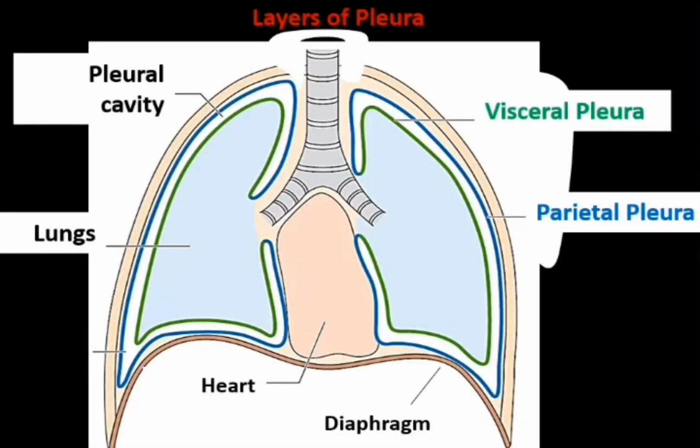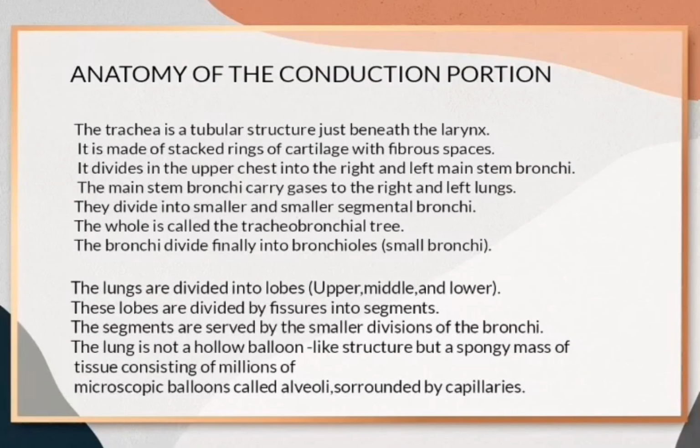Ang pleura kay galing sa strong connect sa tissue which is ga-line sa chest wall or ginatawag nato na parietal pleura. Then sa lungs naman kay the visceral pleura. Anatomy of conduction portion. The trachea is tubular structure just beneath the larynx.